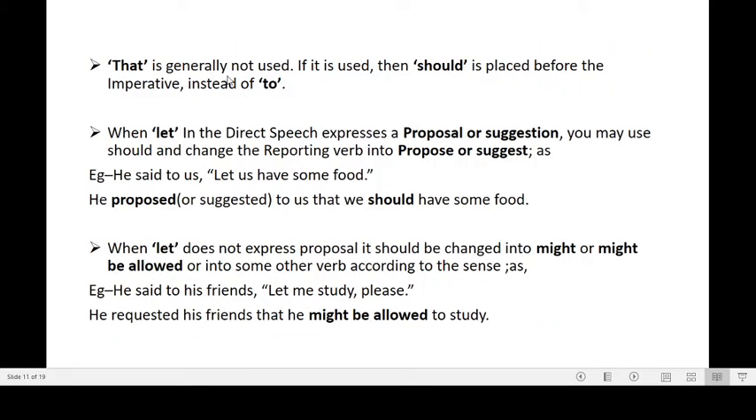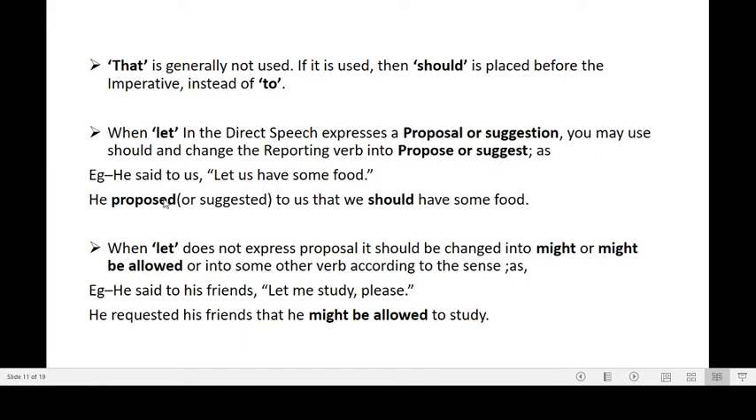The word that is generally not used here, and you should understand that the word that will not be used with this type of sentences. Then should is placed before the imperative instead of to. Sometimes we use should instead of to. When let in the direct speech expresses a personal proposal or suggestion, you may use should or change the reporting verb into propose or suggest.